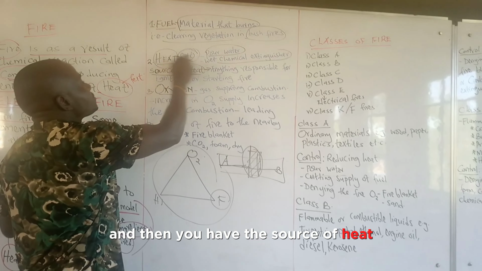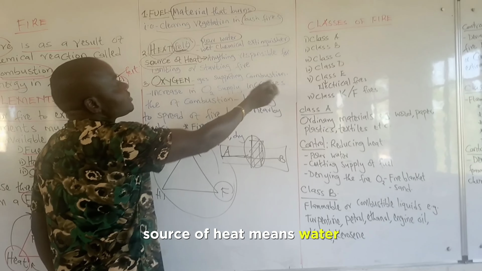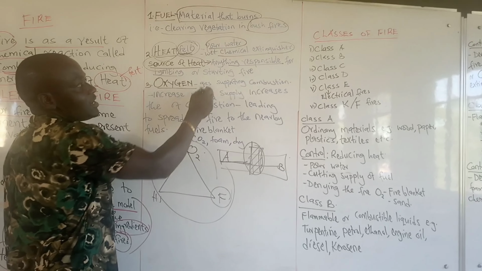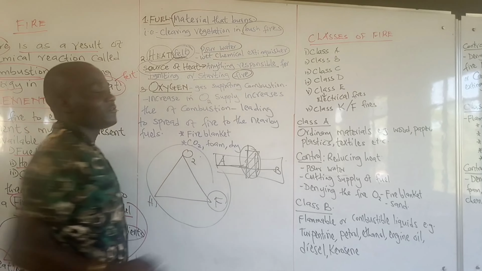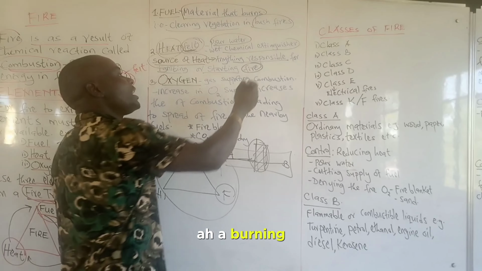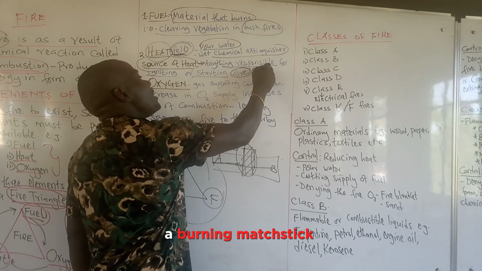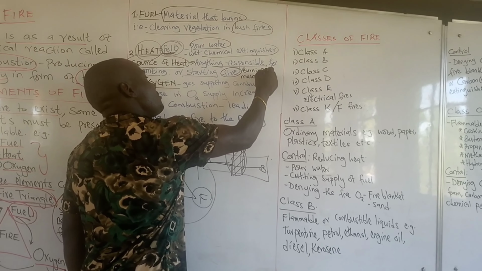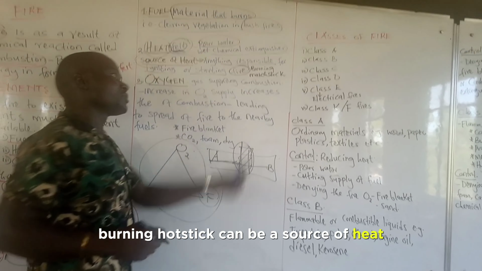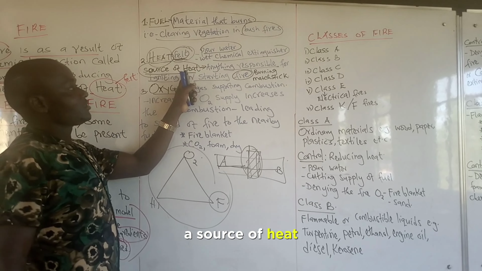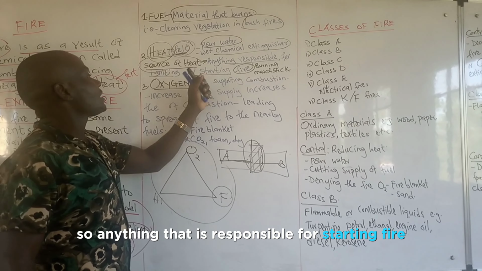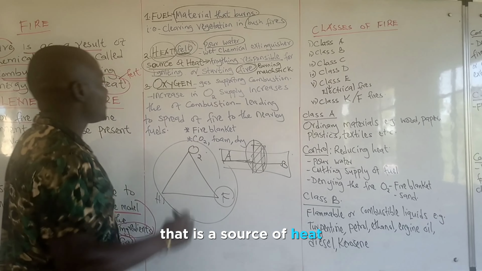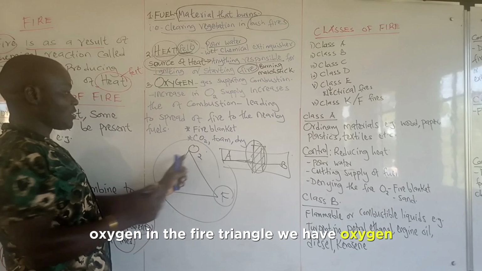And then we have the source of heat. Source of heat means what? Anything responsible for igniting or starting the fire. For example, a burning matchstick can be a source of heat. So anything that is responsible for starting fire, that is a source of heat. Oxygen. In the fire triangle, we have oxygen.